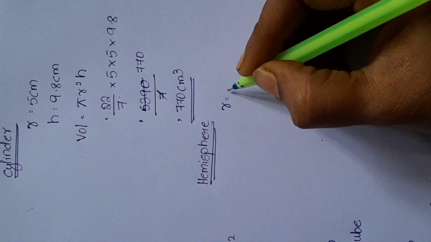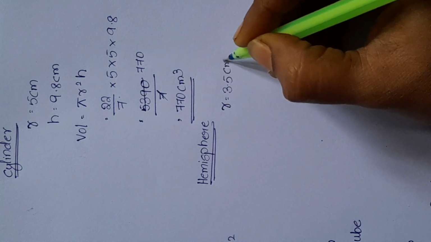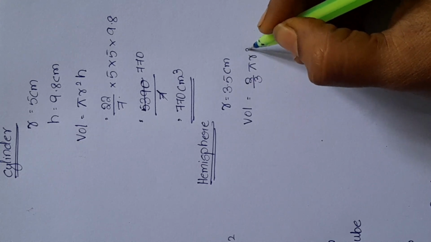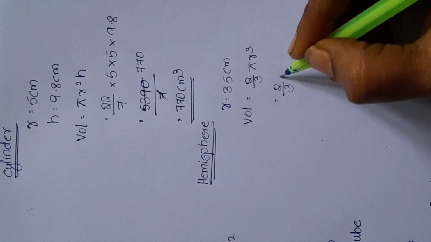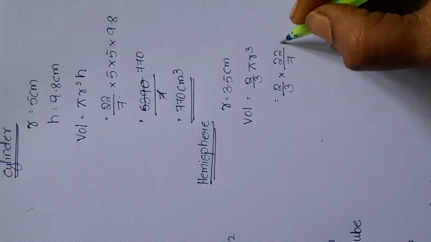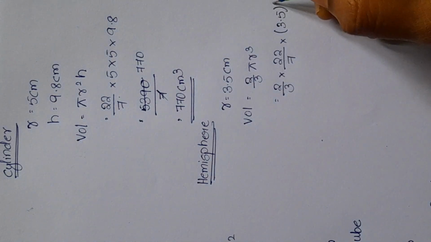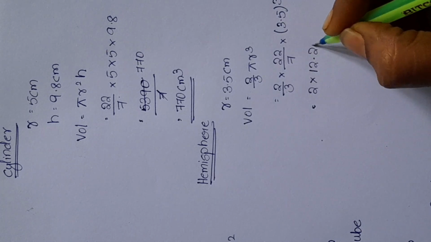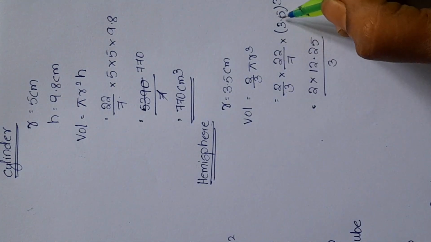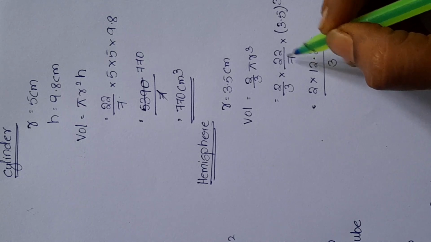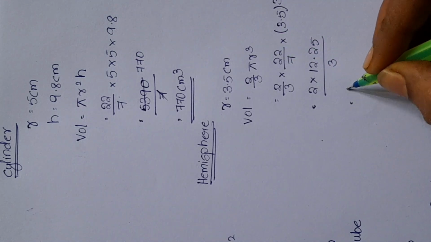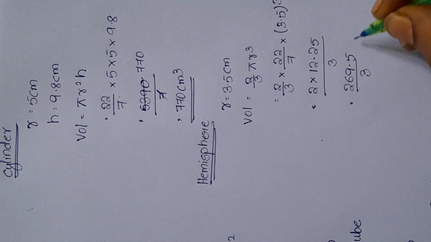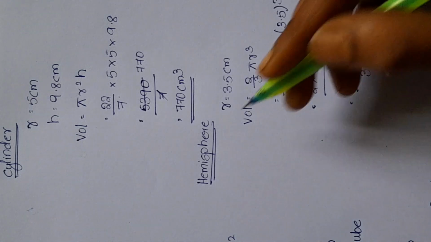Here, the radius of the hemisphere is given as 3.5 centimeters. The volume of the hemisphere formula is 2 by 3 pi r cube. Substituting the values, 2 by 3 into 22 by 7 into 3.5 whole cube. So, 2 into 12.25 by 3. That is 3.5, and this gets cancelled, 2 elevens. So, we get the value as 269.5 by 3. This is the volume of the hemisphere.